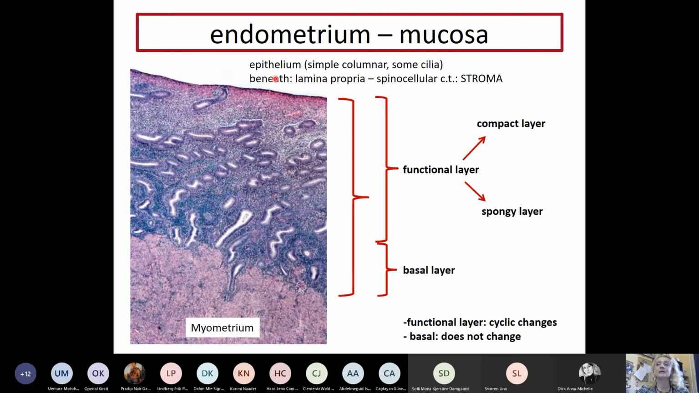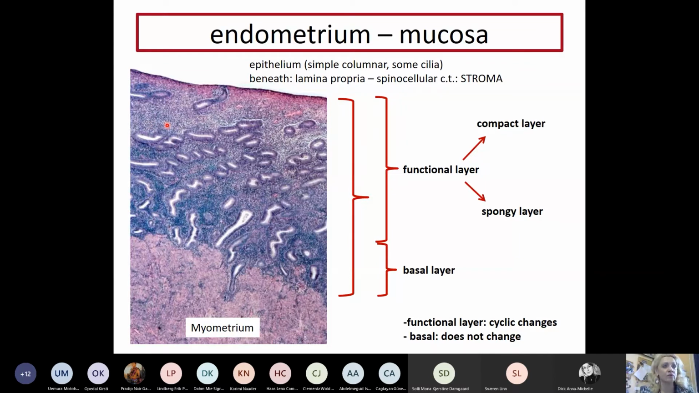The epithelium is simple columnar. Some of the cells are ciliated, but most of the cells are not ciliated, but simple columnar epithelial cells. And the lamina propria is a very special connective tissue, is not loose connective tissue. Please don't say that. If you look at this picture, even with this magnification, you can see that this is not loose connective tissue. It's very densely packed with cells.